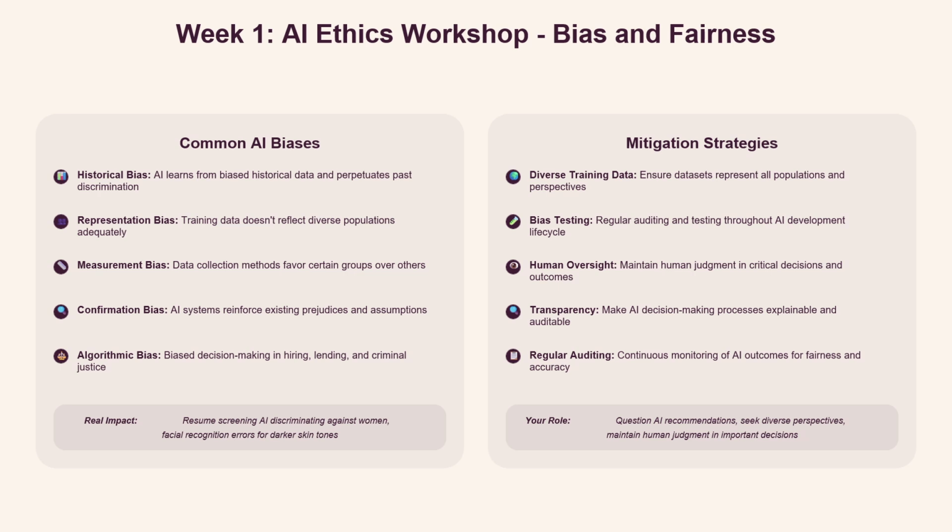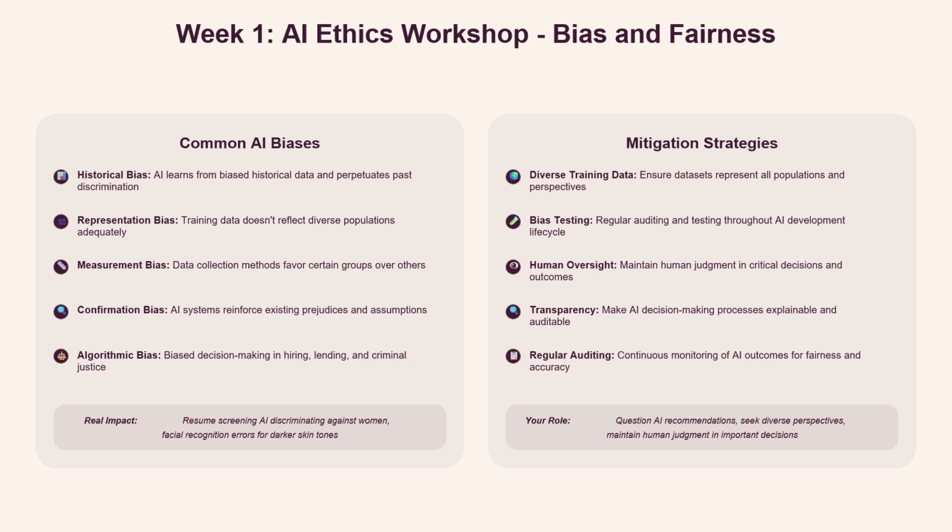Let me start with a sobering reality. AI systems are already making decisions that affect millions of lives daily, from loan approvals to job applications, from medical diagnoses to criminal justice recommendations. And here's the challenge. These systems can perpetuate and amplify human biases at unprecedented scale. The fairness imperative. AI fairness is not just a nice to have, it's a business and moral imperative.